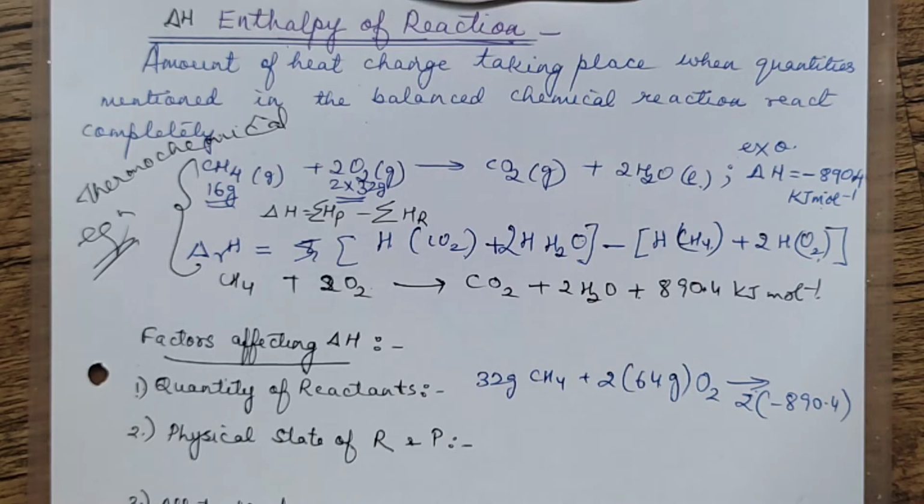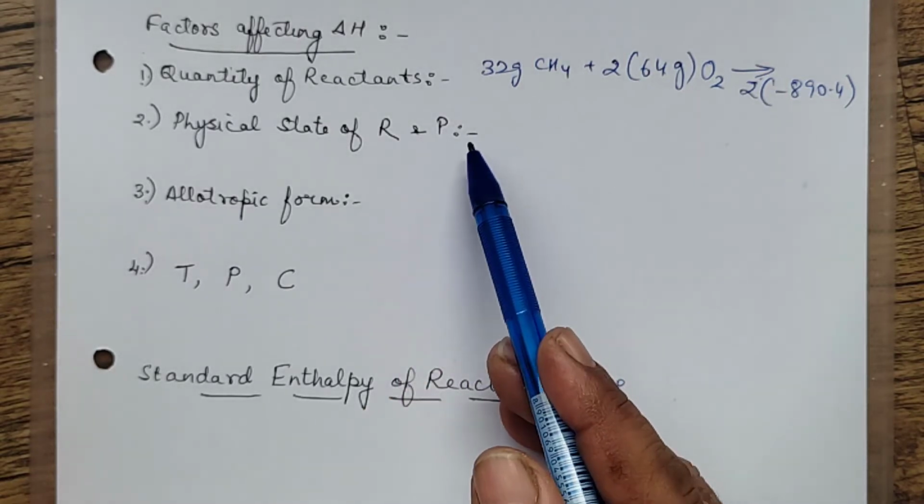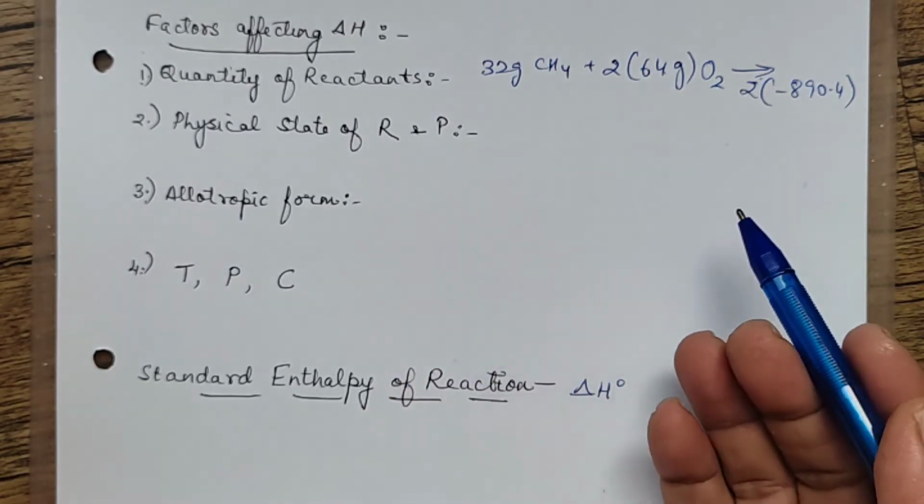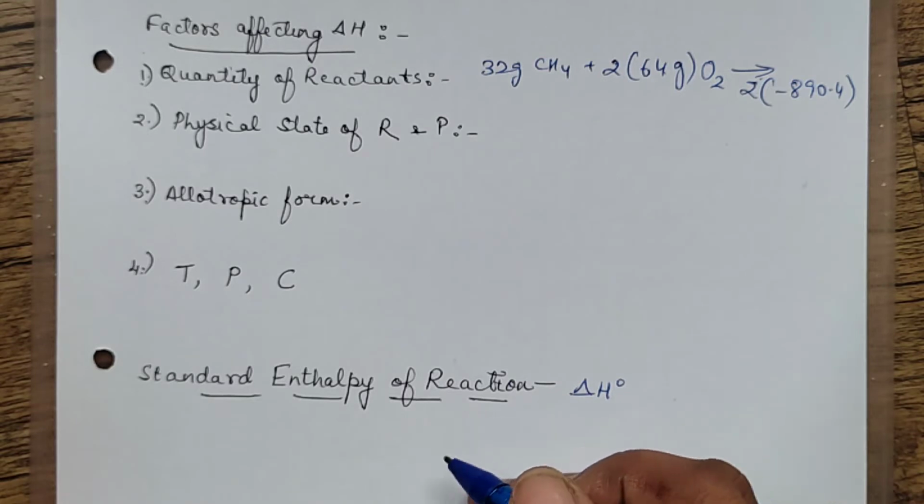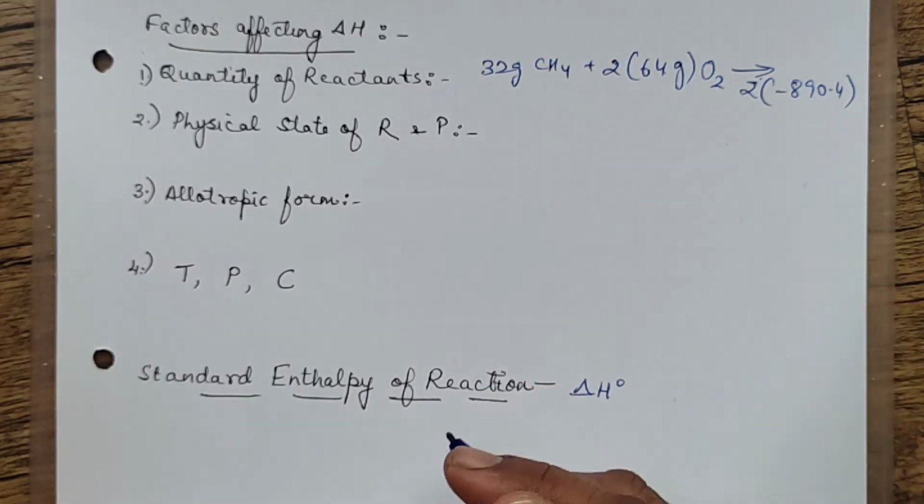Clear? Then the physical state of the reactants and the products, that also will decide what will be the delta H value. Now maybe some reactants are in the solid state or liquid state or the gas state, then accordingly the delta H value will change, because they will not react with the equal rate.